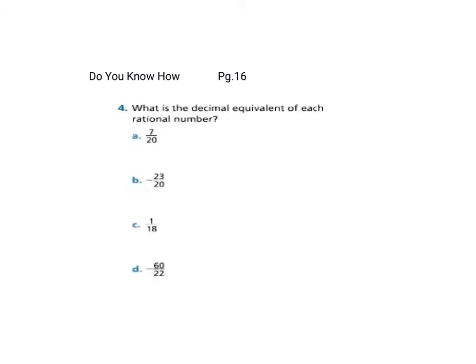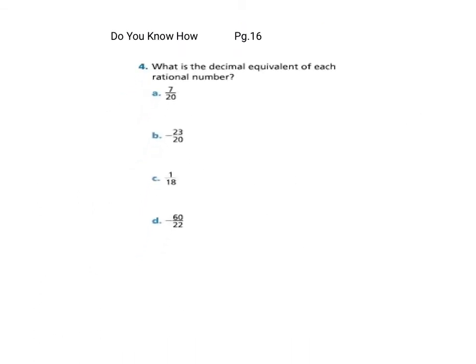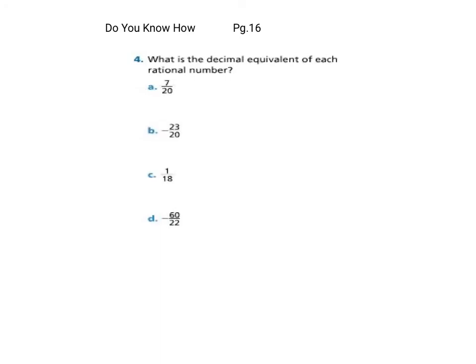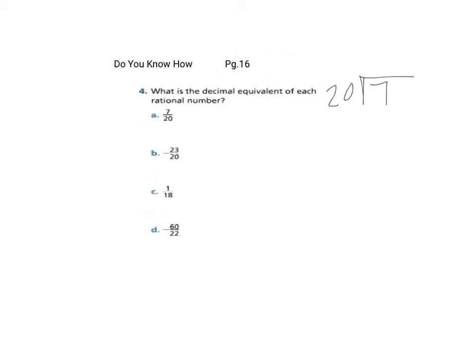Okay, on page 16, under Do You Know How, number 4, says what is the decimal equivalent of each rational number? In other words, what are these fractions in decimal form? So A says 7/20ths. So if you type 7 over 20 or 7 divided by 20 in your calculator, you can get the answer. Also, 20 into 7. So 7 divided by 20. Will 20 go into 7? No. So we have to add a decimal and 0.